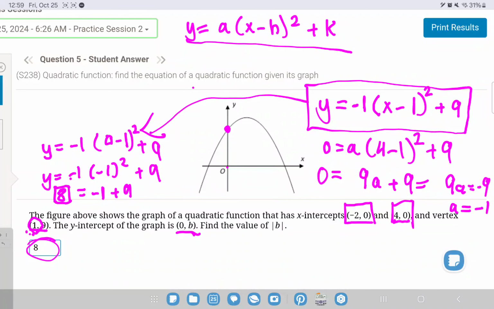That is it. So let's recap what we did. We used the vertex to get this point and this point. Then we used any one of the 2 points they gave us to find A. Once we found A, we use this equation and we replace the x with 0. And then you solve for y. And that is it. It's really easy. Now let's move on.